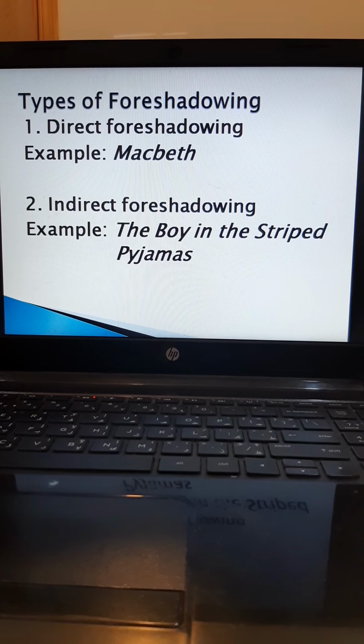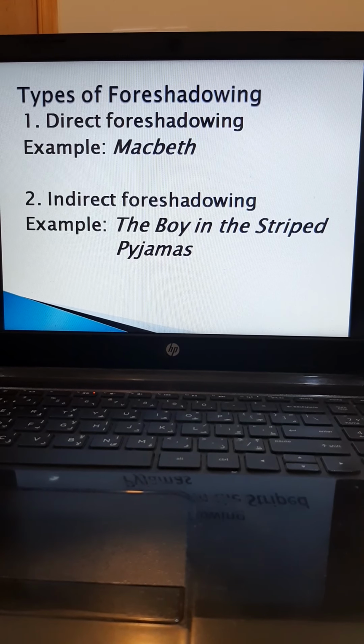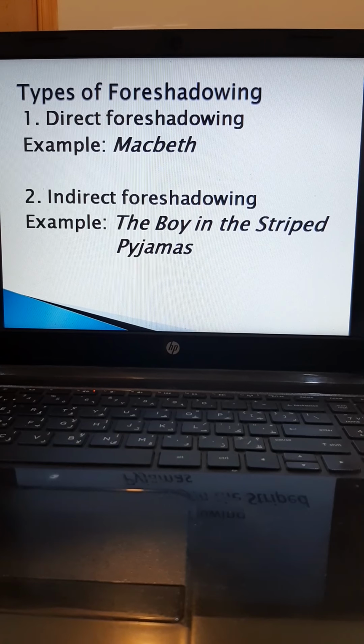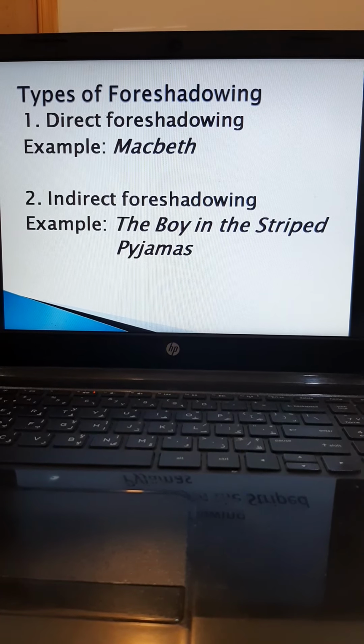And number two, indirect foreshadowing. In this type of foreshadowing, the story hints at an outcome by leaving subtle clues throughout the story. An example of indirect foreshadowing occurs in The Boy in the Striped Pajamas, where Bruno's mother doesn't allow her son to go to the backyard of home. Earlier, the window of his room is also covered, but despite all this, he manages to sneak into the woods and befriends a prisoner boy, Shmuel.